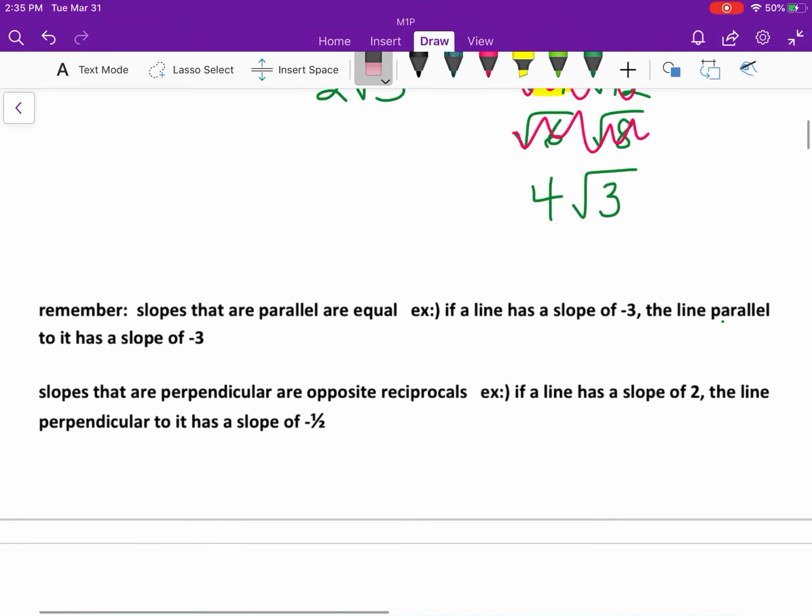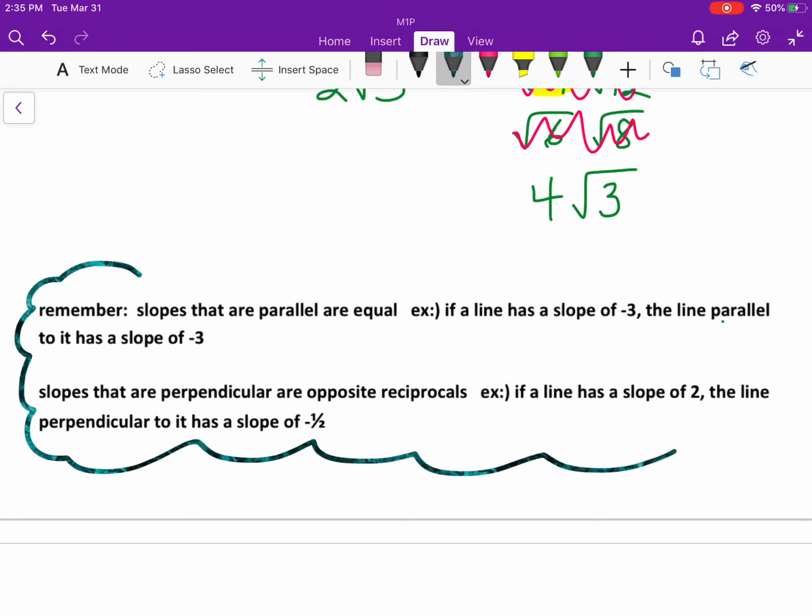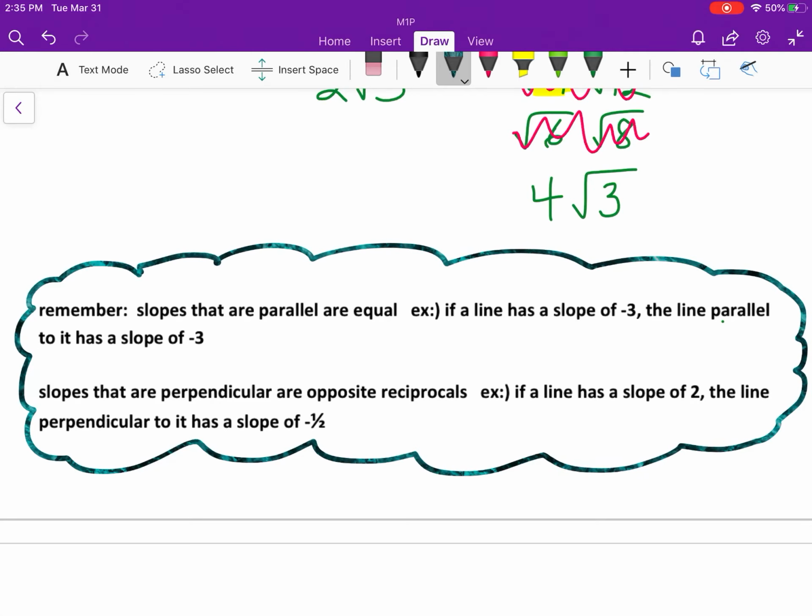Now remember here, parallel slopes are lines that have equal slopes. Perpendiculars are opposite reciprocals. Okay, you can refer back to this little spot here in case you need to remember it for when you're doing something with the coordinate plane.